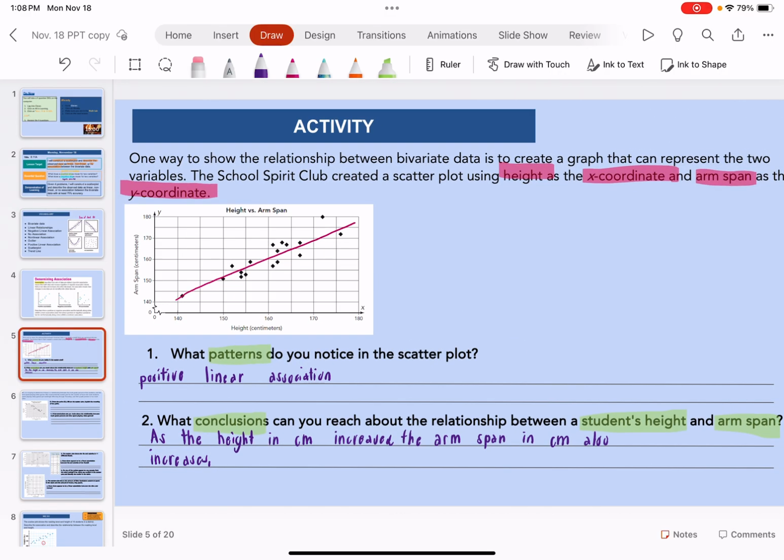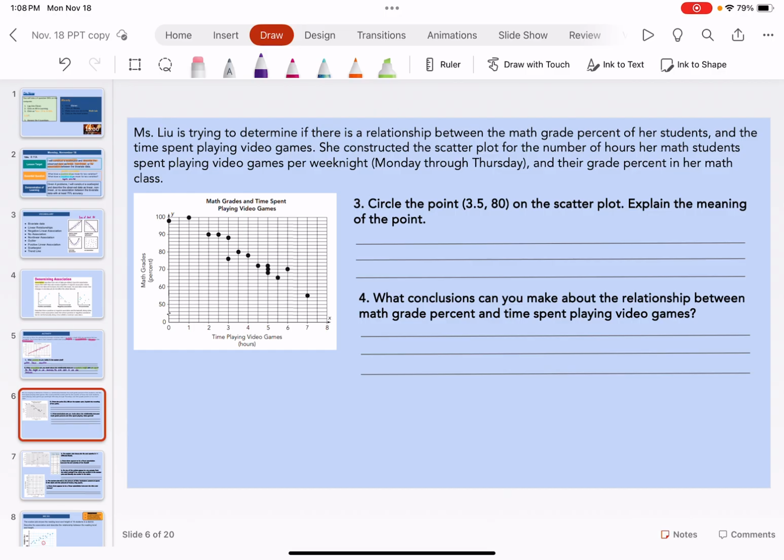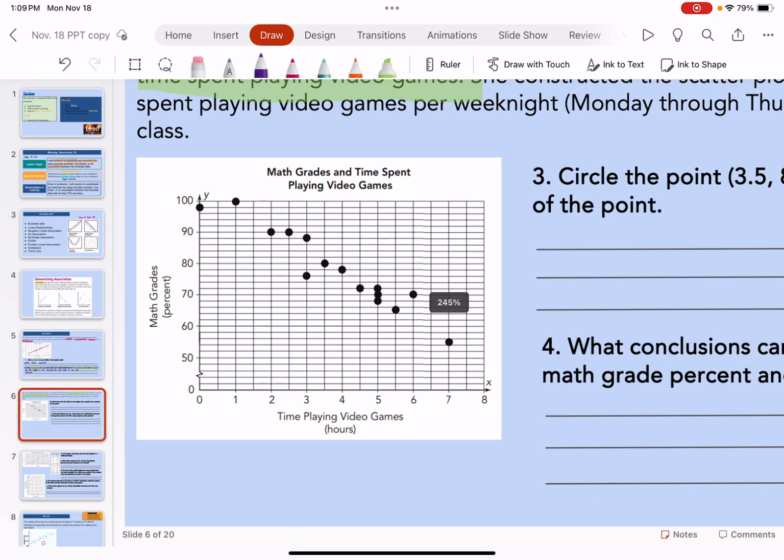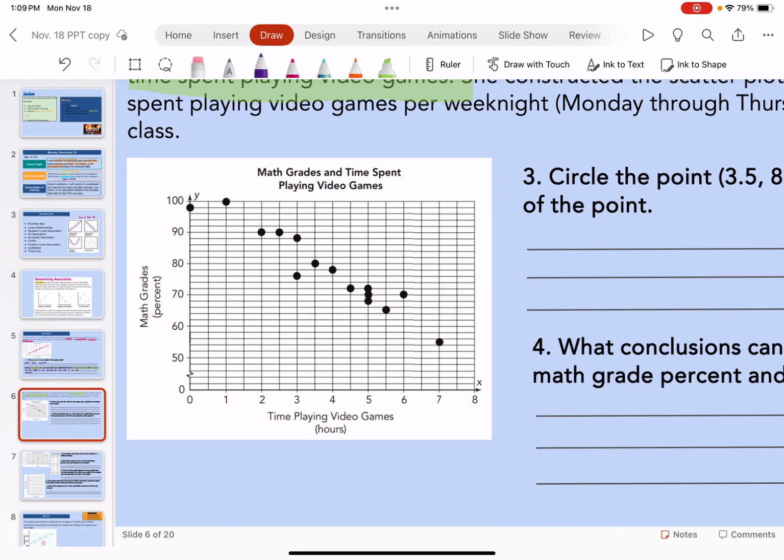Okay. And then for the second question, it says Miss Liu is trying to determine if there's a relationship between the math grade percent of her students and the time spent playing video games. She constructed the scatter plot for the number of hours her math students spent playing video games per weeknight, Monday through Thursday, and their grade percent in her math class. So of course, I'm gonna start off by drawing a trend line. As you can see, the two things that we're comparing here are the time spent playing video games and the math grades.